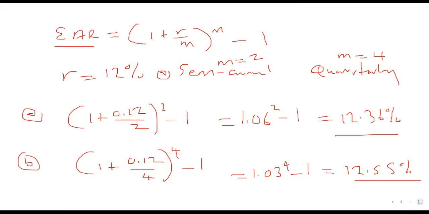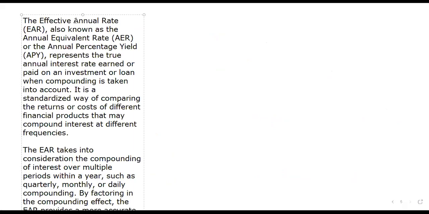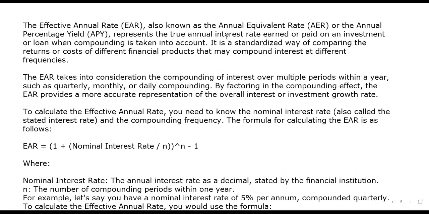So effective annual rate simply is defined as follows. It is the true interest rate which is earned or paid on an investment when compounding is taking place. So it is given by (1 plus the nominal interest rate over n) to the power n, minus 1. So this is how we find the effective annual rate.